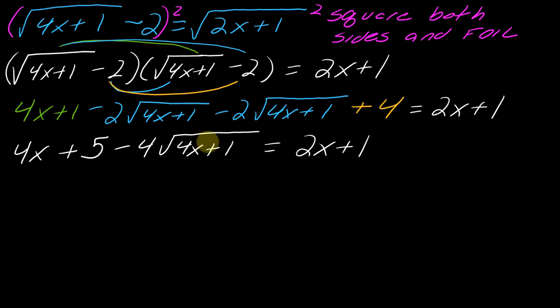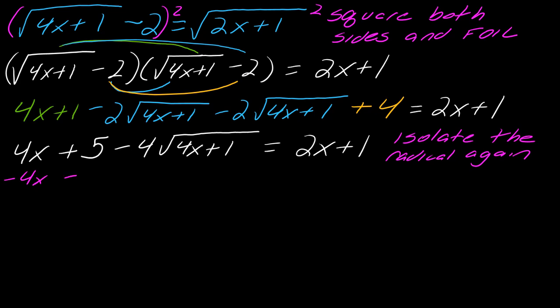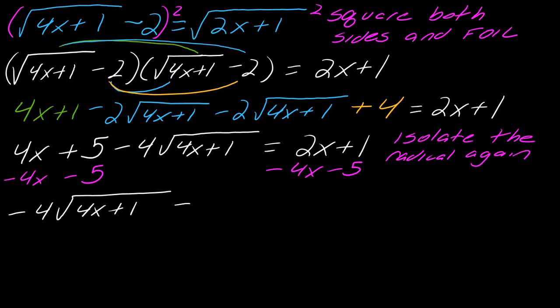The next thing that we're going to do then is work on isolating this radical. So what that means in this case is I'm going to subtract off the 4x and the 5. Now this negative 4 here is attached to the radical. We can't get rid of this, so this is just going to come along for the ride. But these two pieces here can totally go over to the other side. So now what I get is negative 4 times the square root of 4x plus 1 equals negative 2x minus 4.